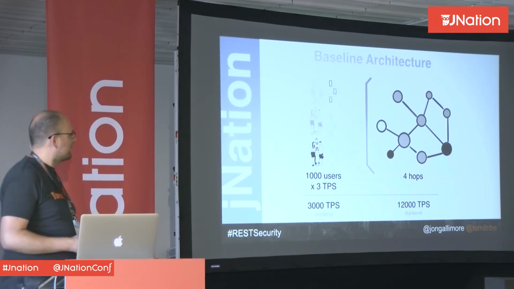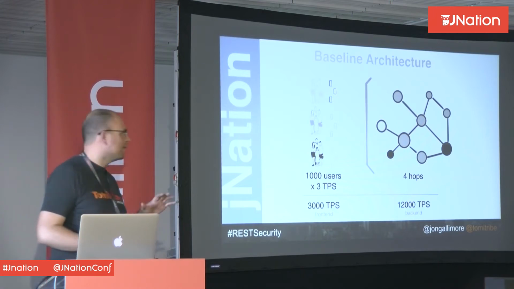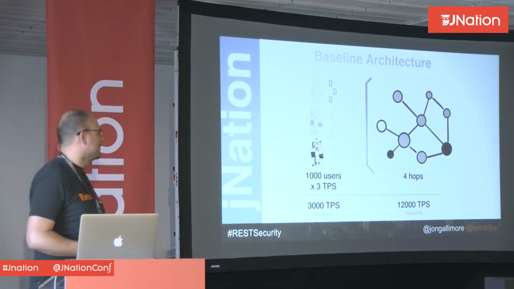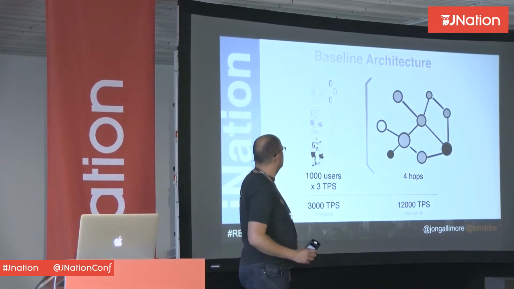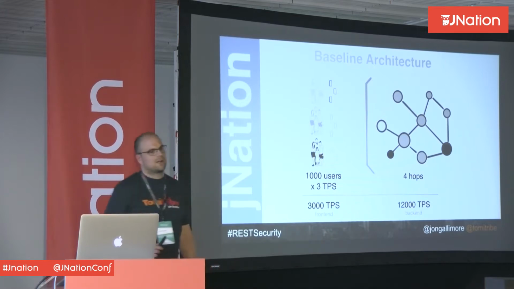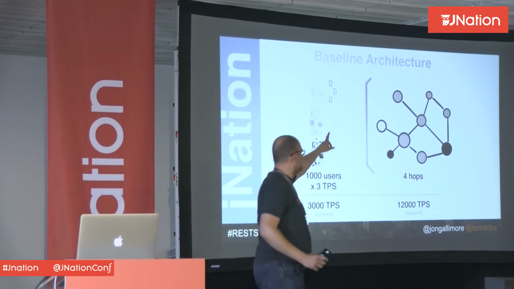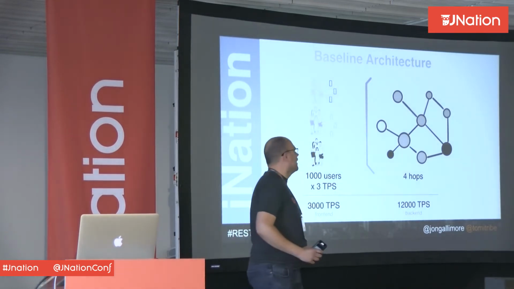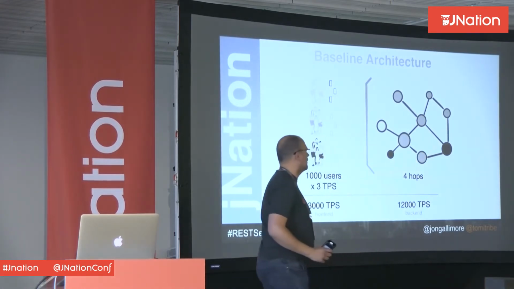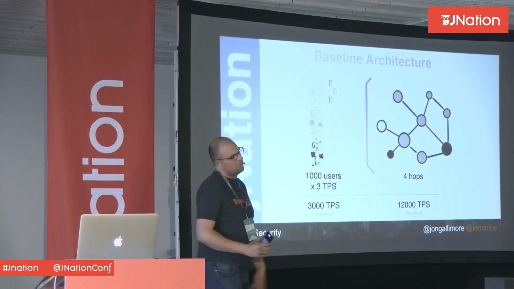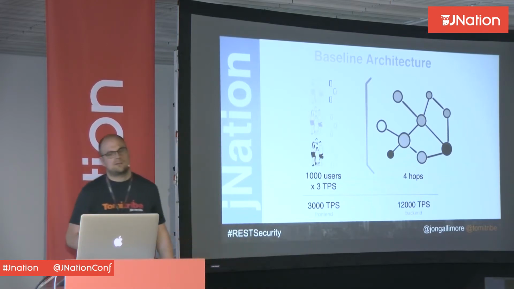So the baseline architecture that I'm going to talk about looks a bit like this. So hopefully this looks a little bit familiar to everyone in the room. So our application, we've got 1,000 users, each of which are doing 3 operations per second to the front door of our application. And then for each of those operations, we've got some microservices sat behind. So for each operation, we've got 4 microservices that we're going to call to collect information to return back to the user.